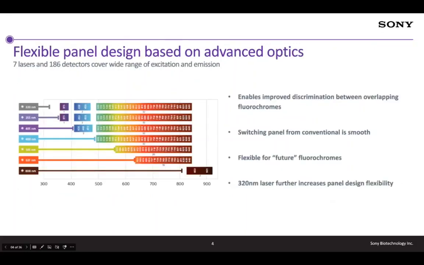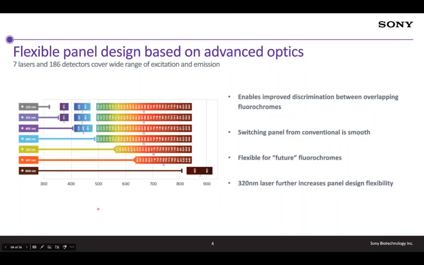So here's the optical layout of the ID7000. You can see each of the spatially separated lasers over there on the left, and then each of the detector decks coming off of those lasers over here. We have detectors about every 10 nanometers throughout most of the region of the spectrum. This is going to improve the ability to discriminate between overlapping fluorochromes. This is also going to allow you to move your panels from just about any conventional system, and that process is going to be really smooth and easy to do.